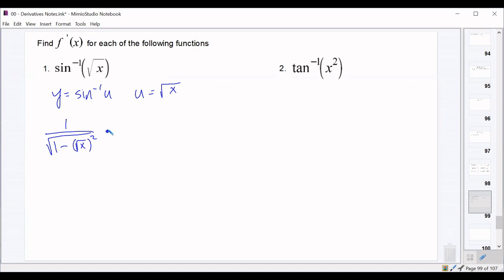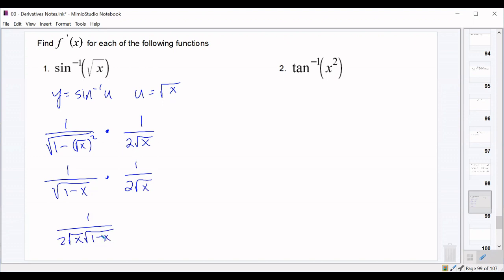And since u is root x, we'll write root x squared. Then we'll multiply that using the chain rule by the derivative of root x, which is 1 over 2 root x, another rule you should have memorized. The first fraction simplifies to 1 over the square root of 1 minus x, and the second one is just 1 over 2 root x. So we'll rewrite it as 1 over 2 root x times root 1 minus x.